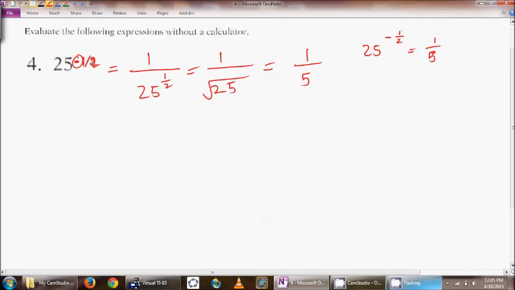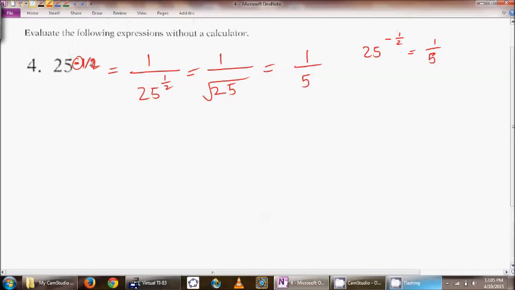And you could break it up in pieces instead of dealing with the negative first. It doesn't matter which order you do it. So let's do the square root first, okay? What's the square root of 25? Oh, that's 5. And then because I've evaluated, it's just to the negative 1 power, which tells me it's 1 over 5. That negative tells me do the reciprocal. The negative is telling you to do the reciprocal in a sense, okay?